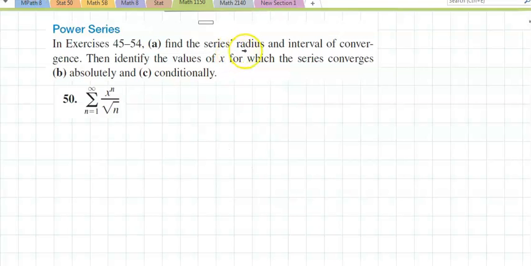Find the radius and interval of convergence. Tell me where this is absolutely and conditionally convergent. This is a quick refresher. This is, I think, text section 10.7.